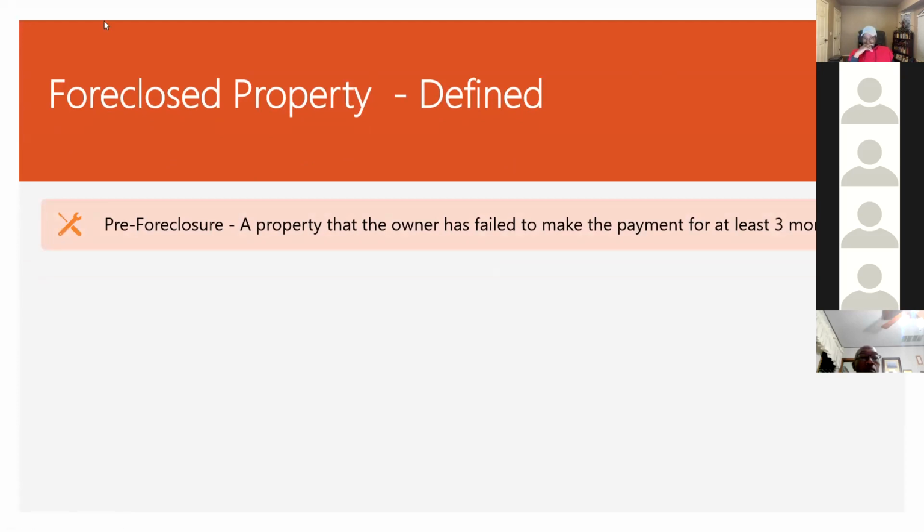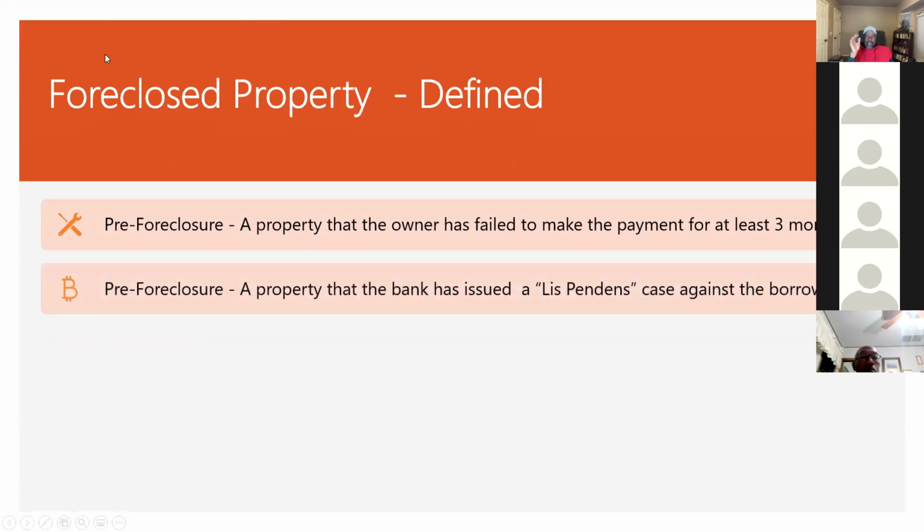There's foreclosed and pre-foreclosed. So before it's foreclosed on, we call it pre-foreclosed. This is a property that the owner has failed to make the payment for at least 3 months. They normally don't start the foreclosure unless you're at least 3 months behind. With pre-foreclosed, the bank has issued what we call a lis pendens, a case against the borrower saying, you have refused to pay us the money you said you were going to pay us, so we're going to foreclose on you. They will send a certified notice to everybody that has any interest in that property, to make sure they know the bank is about to foreclose.